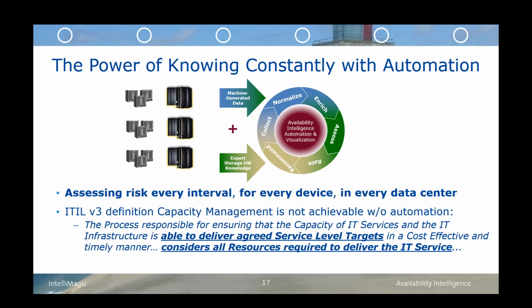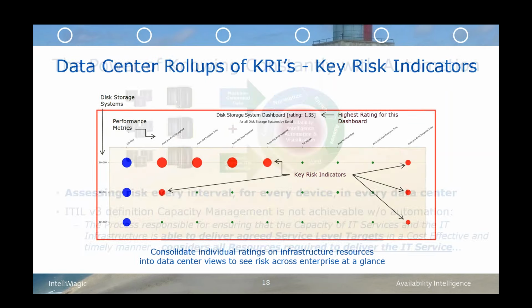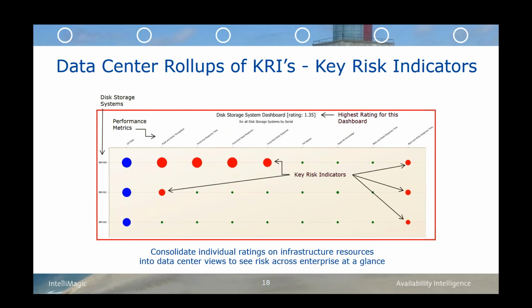So if you look at the ITIL definition of capacity management, it talks about considering all of the resources, or you could say all the components required to deliver the IT service, and are they situated such that your service level targets will be hit, that they're safe to hit. You really can't do that without this kind of process, automatically applying this kind of expert knowledge to the data all the time and seeing how it changes.